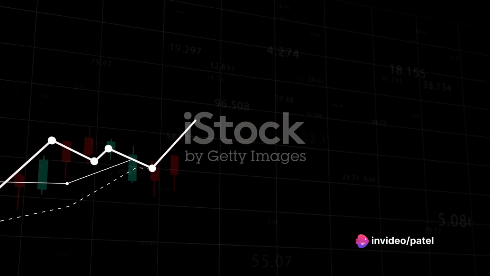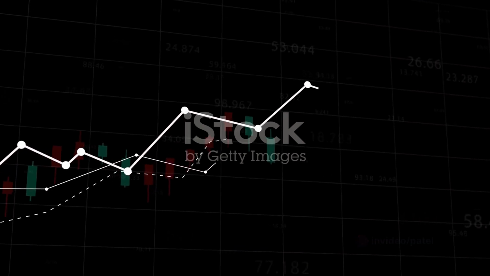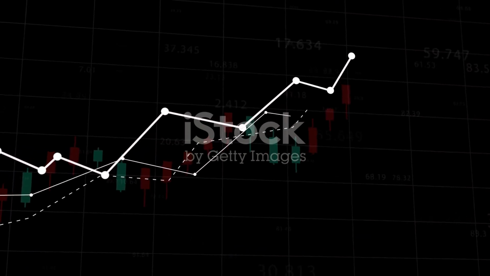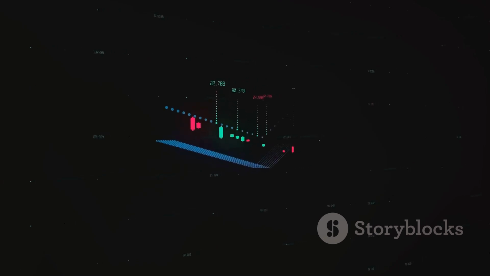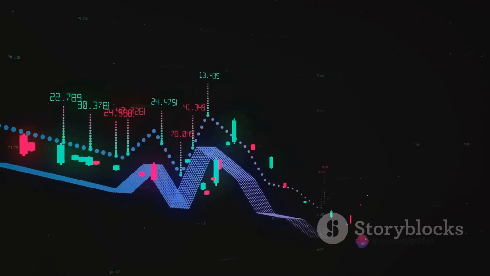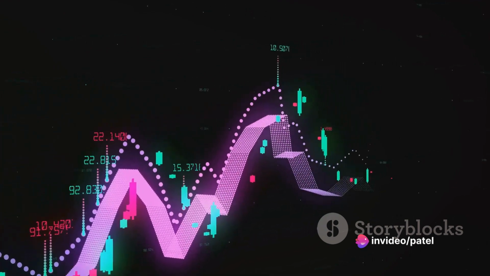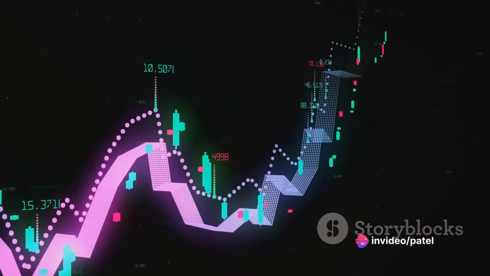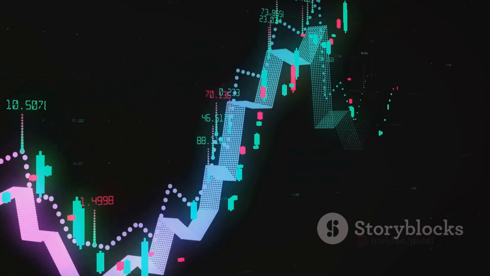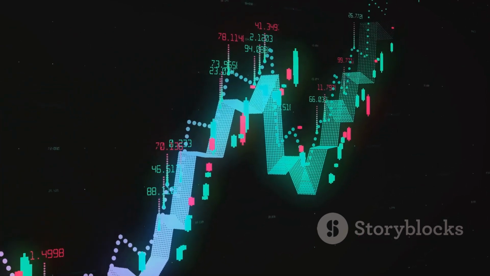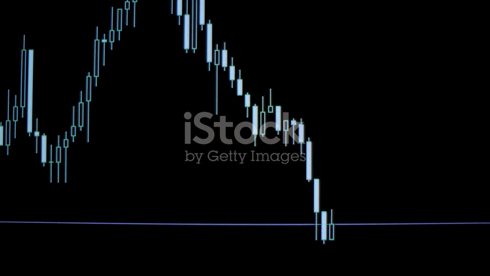First up, we have trendlines. Trendlines are simple yet powerful tools that traders use to identify and visualize the direction of a market's price movement. By drawing a line that connects multiple price points, we can determine whether a market is trending upwards, downwards, or moving sideways. Next, we have the concepts of support and resistance.